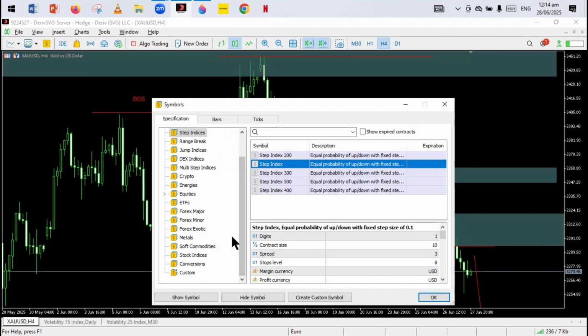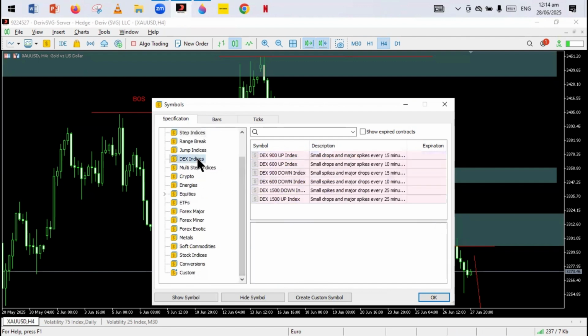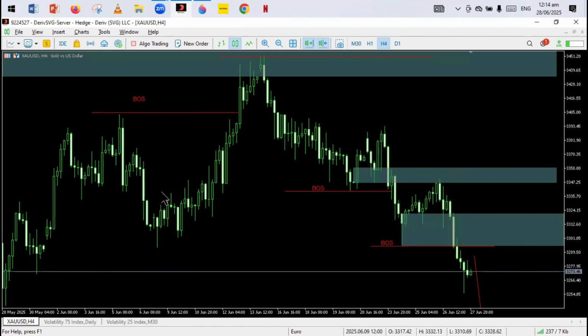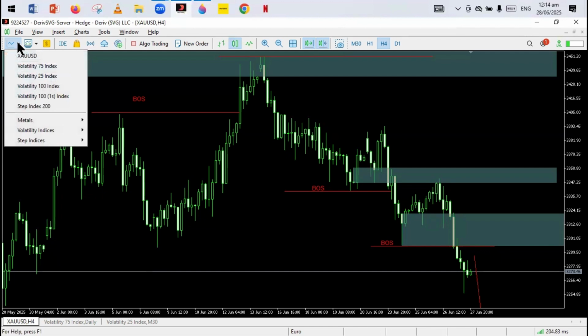Yeah, so that is how you check. And then if you want to add the symbol, you basically have to go to any symbol, click on the symbol, and then click on show, and then say okay. And then you have to go to that drop down which says new chart, and the symbol that you selected previously will show up here.